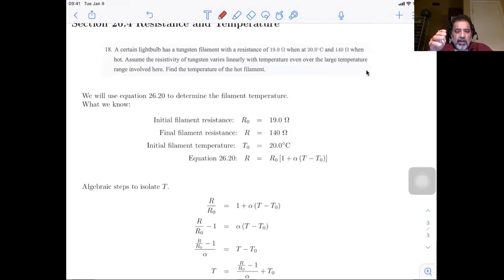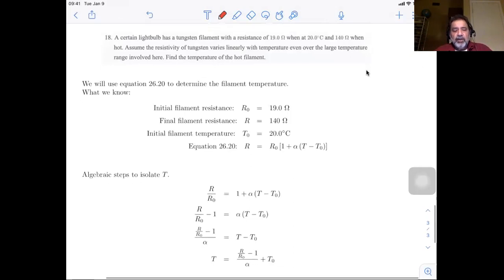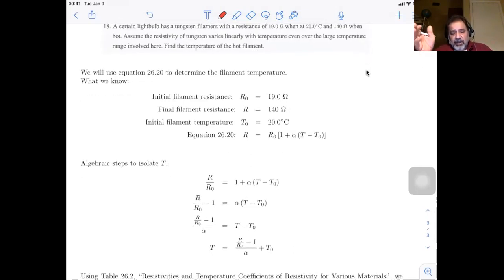The initial filament resistance is 19 ohms. The final filament resistance is 140 ohms. The initial filament temperature is 20 degrees, and we're looking for the final temperature. And we know that equation 26.20 is the resistance is equal to the initial resistance times 1 plus alpha times delta T, T minus T0.